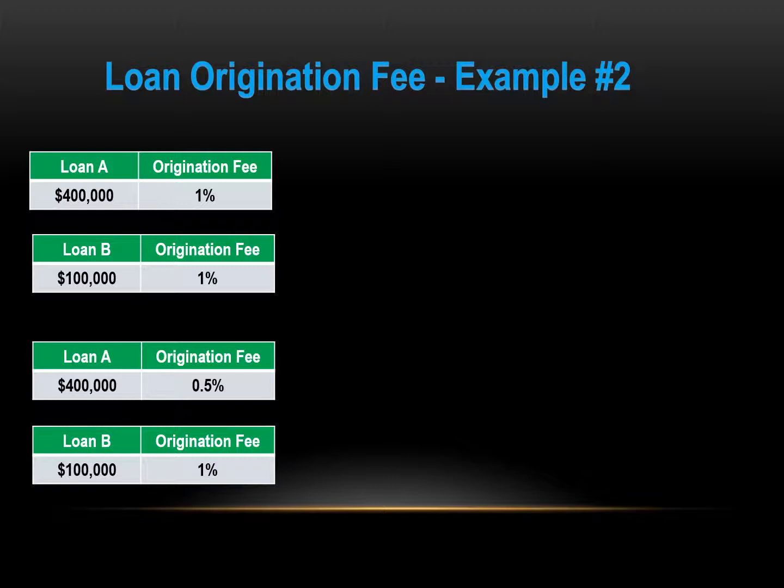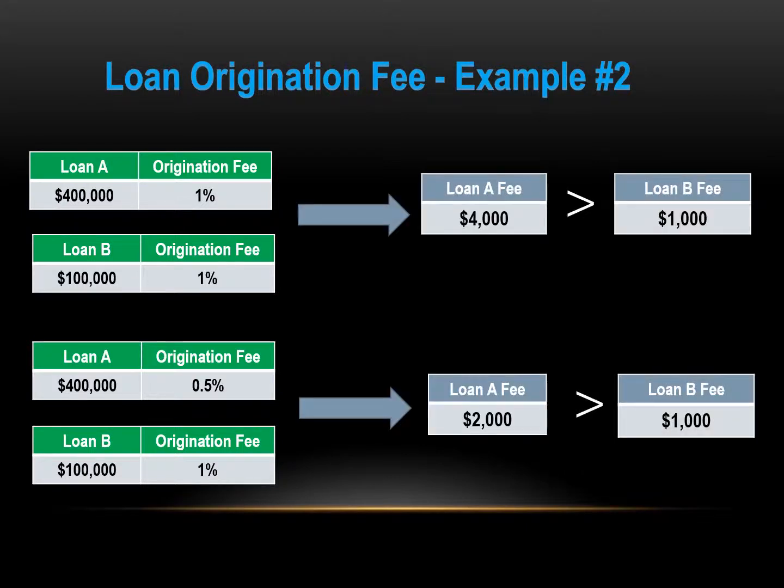Regarding the $400,000 loan, it's $4,000. In regard to the $100,000 loan, it's $1,000. There is a major difference between the two. If the application process has the same amount of workload, the lender may be willing to negotiate on the $400,000 loan amount more than the $100,000 loan. If the lender decides to charge 0.5% on the $400,000 loan, they end up making a profit of $2,000. Moreover, this is still $1,000 more than what they would have made on the $100,000 loan.